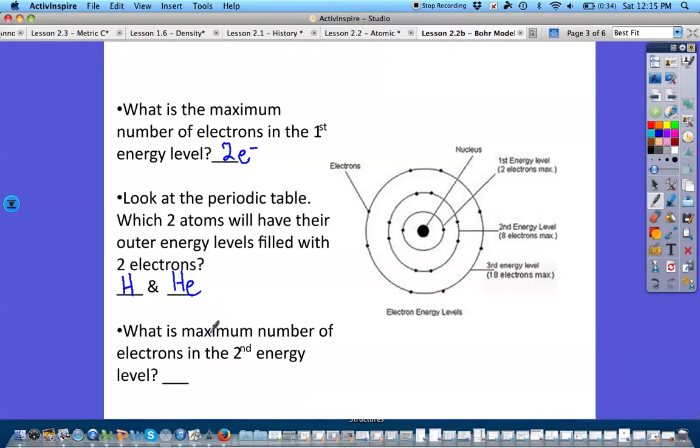The maximum number of electrons that can be in the second energy level is 8 electrons. And I didn't have a place for you to write this down, but in the third energy level, there is a maximum of 18 electrons. And any energy level above the third energy level can have up to 18 electrons.